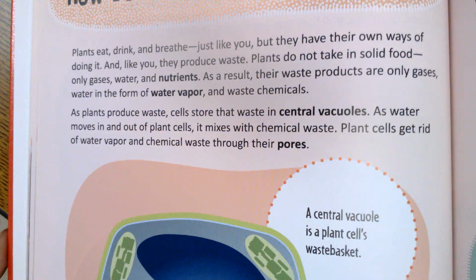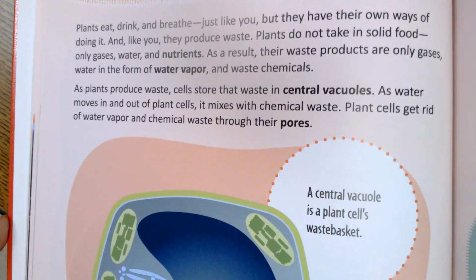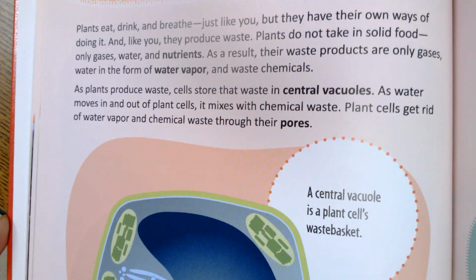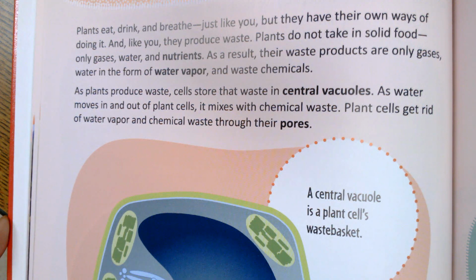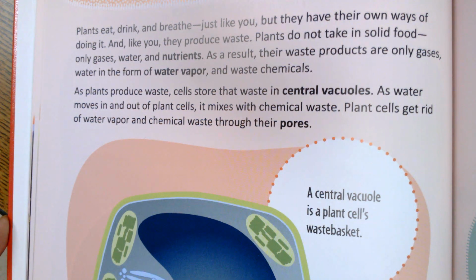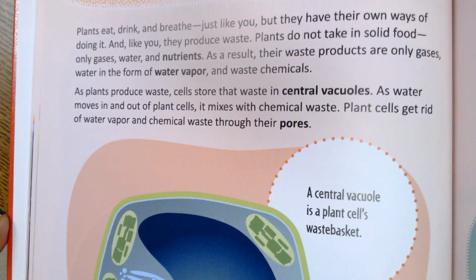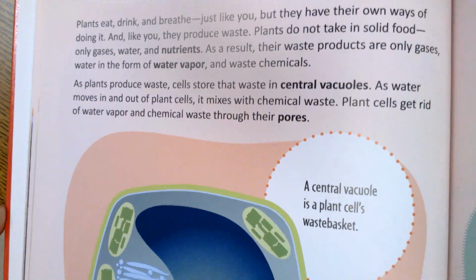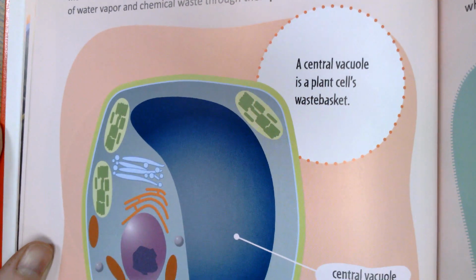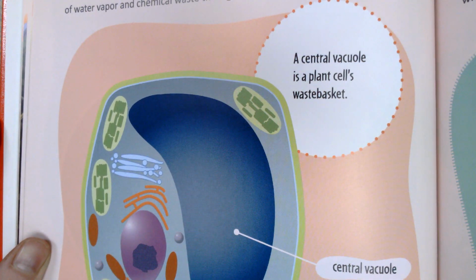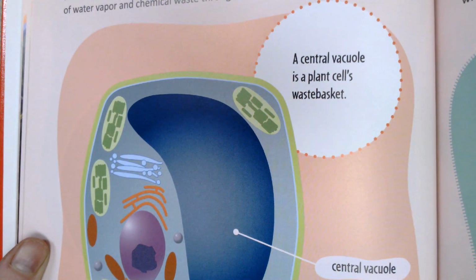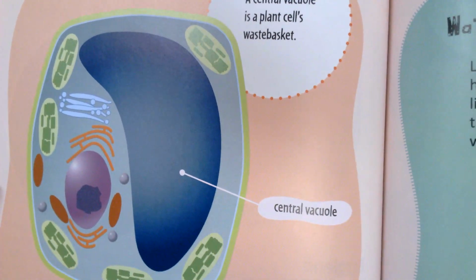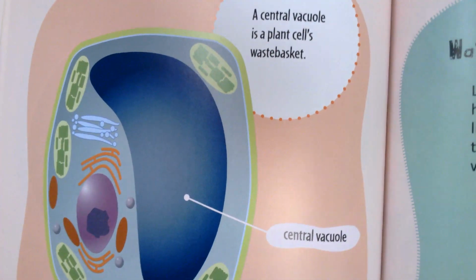As plants produce waste, cells store that waste in central vacuoles. As water moves in and out of plants, it mixes with chemical waste. Plant cells get rid of water vapor and chemical waste through their pores. So we have this diagram here. A central vacuole is the plant cell's waste basket. All the waste goes in there.